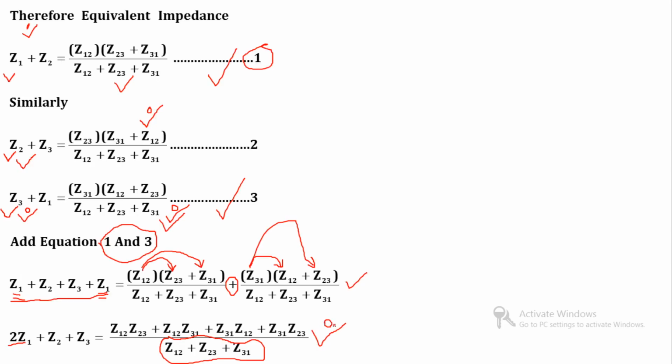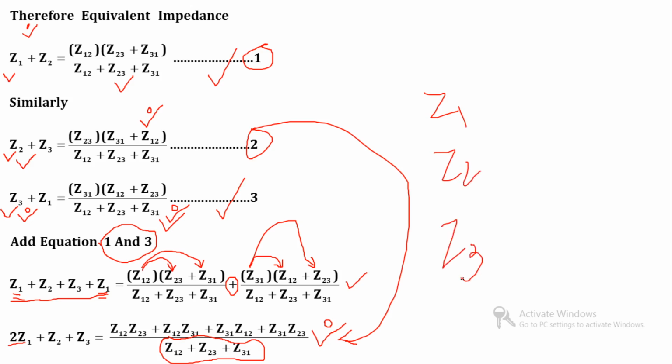Now we have to subtract equation number 2 from this equation. Why are we going to do this? Because we will convert delta connection into star connection. So the star connection impedances are Z1, Z2 and Z3. Clear? The star connected equivalent impedances are Z1, Z2 and Z3.